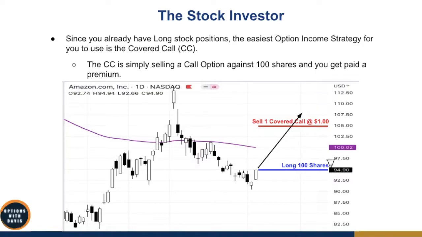shares. You made the capital gain of about $10, from $94 all the way to $105. So this will be your profits, two profits in terms of premium and capital gains.